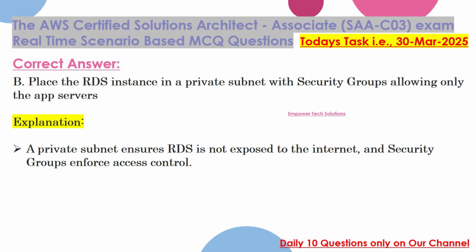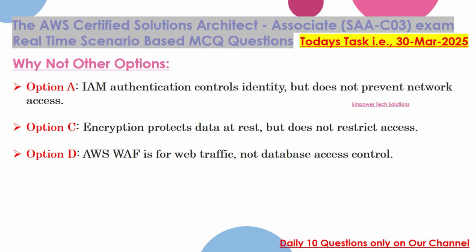Correct answer: B. Place the RDS instance in a private subnet with security groups allowing only the app servers. Explanation: A private subnet ensures RDS is not exposed to the internet, and security groups enforce access control. Why not other options? Option A, IAM authentication controls identity, but does not prevent network access.